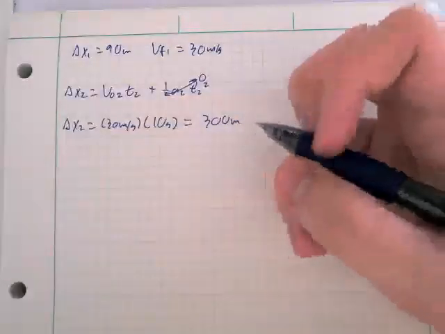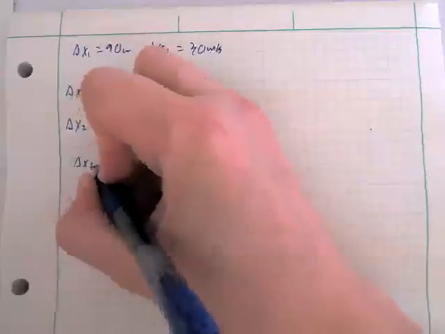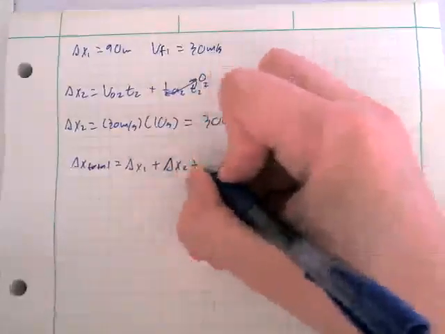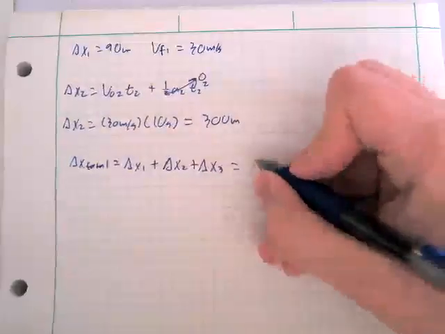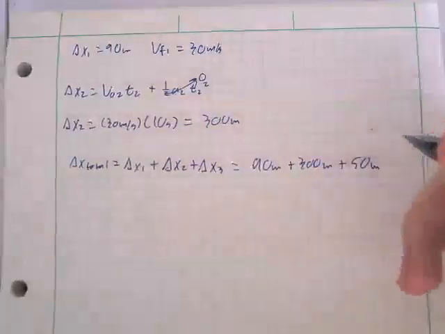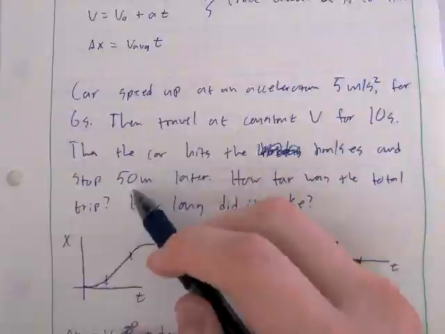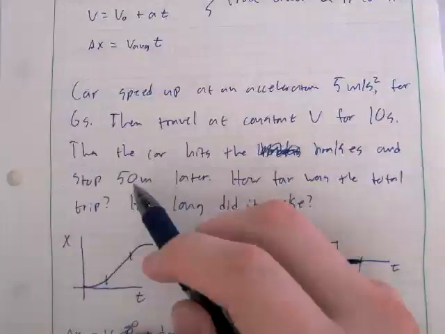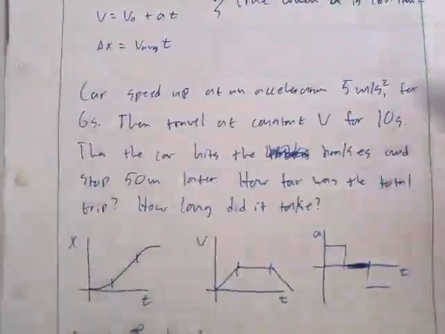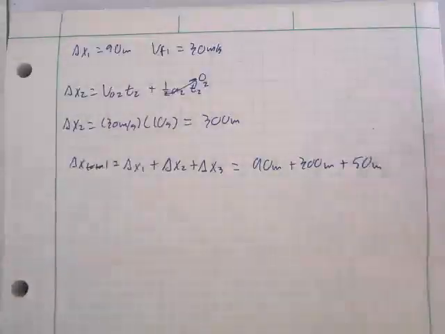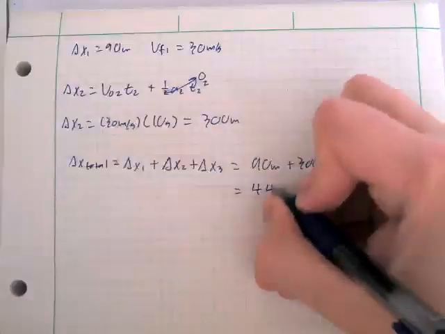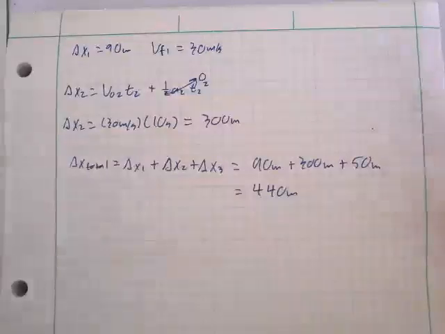So now we can already figure out how far the total trip was, right? We can say delta x total is delta x1 plus delta x2 plus delta x3, and this is 90 meters plus 300 meters plus 50 meters. The last part is a little bit different, and we'll have to address it in a second when we find the time. For the first part, we know our acceleration and our time. For the second part, we know our time, and we can figure out our speed from the first part. For that last part, we're just given the distance right away. So we can solve for our total distance, and what we get is 90 plus 300 plus 50, about 440 meters, our total distance for this trip. So that's the first part that we want.